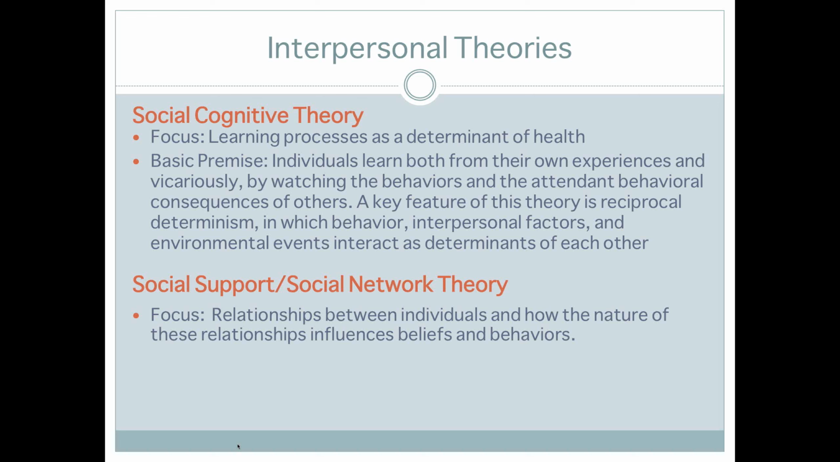The second interpersonal theory is social support, social network theory, and this is a focus on the nature, number, and quality of relationships between the individual and other individuals that they connect with in the different environments that they're part of, and the nature of the relationships that the individual has with those in their network influences what they believe and influences their behaviors.